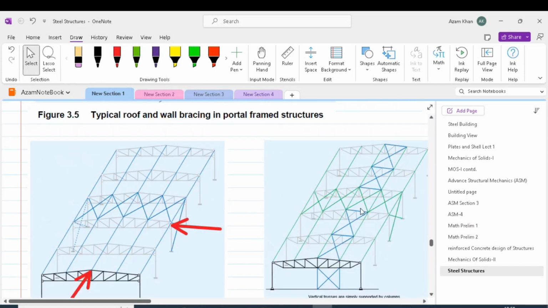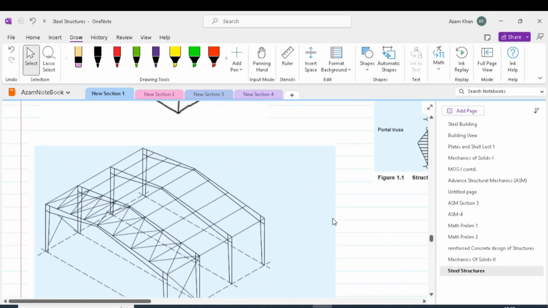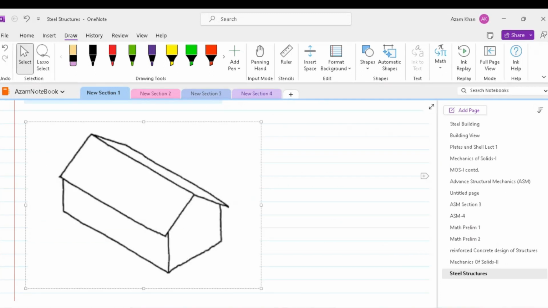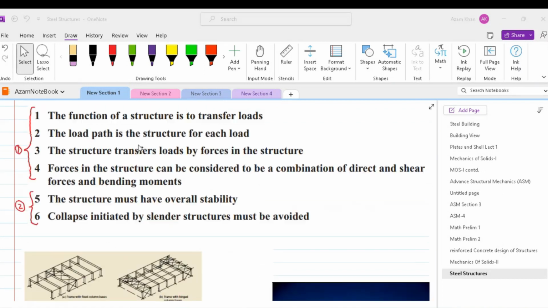These two types of structure form can be classed as distinct based on functional framing and stability system. It is important to appreciate that these six concepts must be applied to every part of the structure, from each weld or bolt to the whole structure.